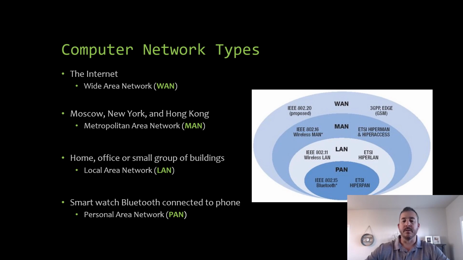At your home, in your office, or in a small group of buildings is where we find the LAN. This could be a single router. The PAN, personal area network, might be your smartwatch connected via Bluetooth to your phone.